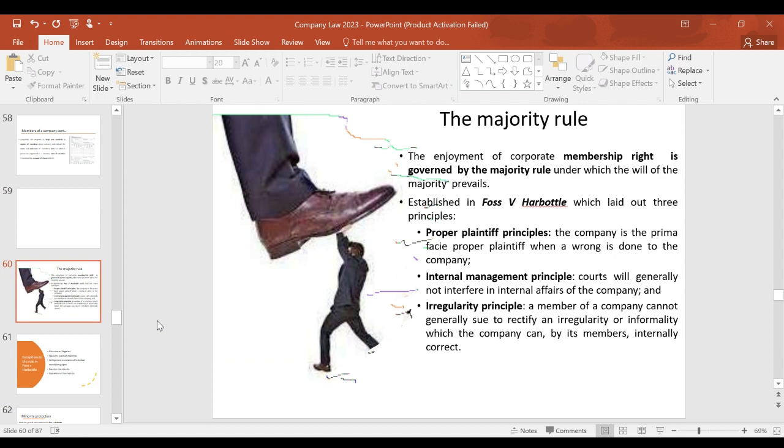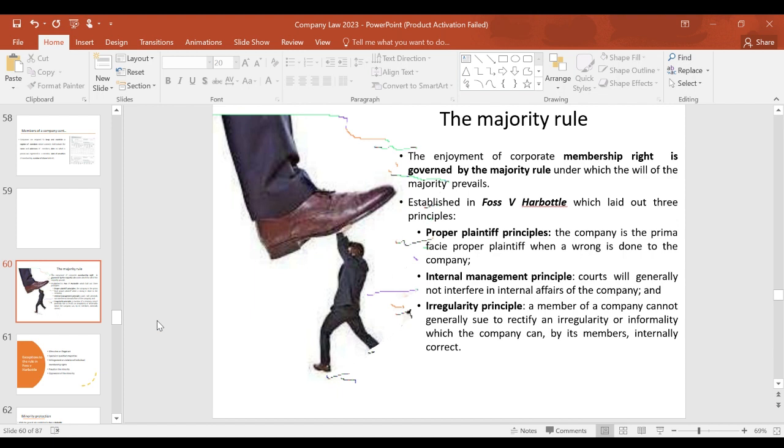I will encourage you to read this case, Foss versus Harbottle, because it is the locus classicus when we look at the matter of voting rights, especially on the majority rule. This case established three major principles. The first principle is that if there is a wrong which has been done to the company, then the proper plaintiff to go to court is the company itself. So whatever has been voted in the meeting, it will stand.